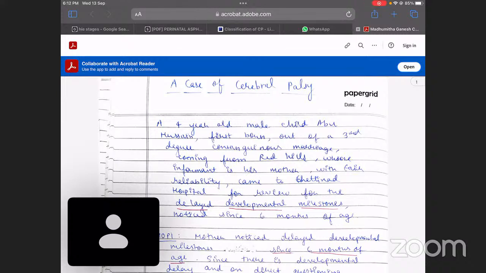So this is one of the questions they can ask: my male child has more predilection for developing cerebral palsy.